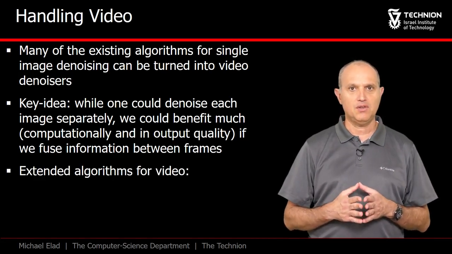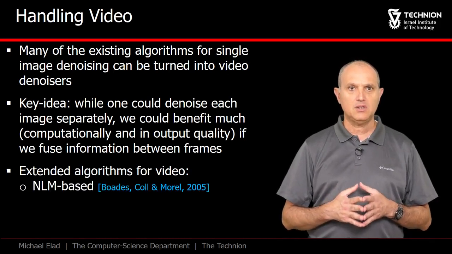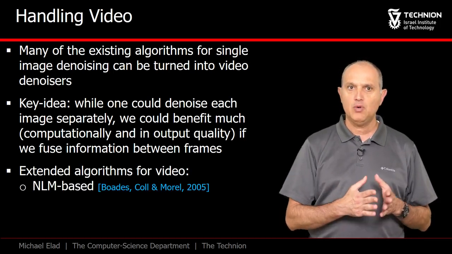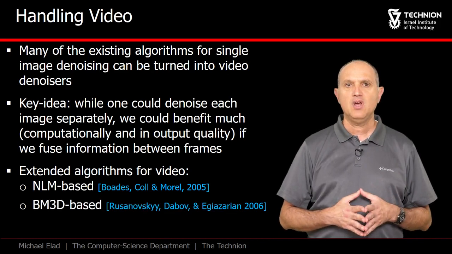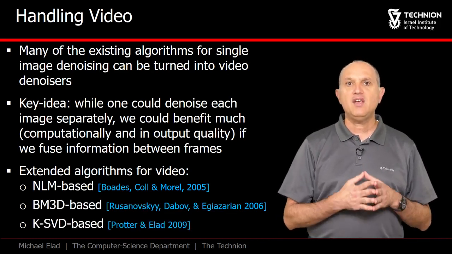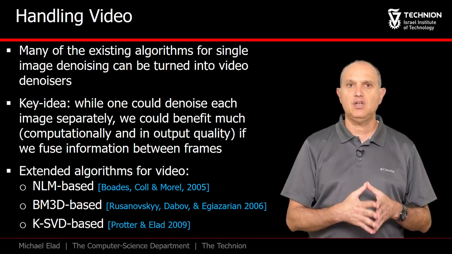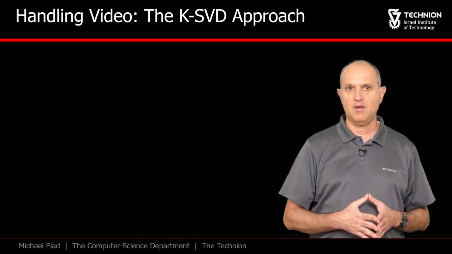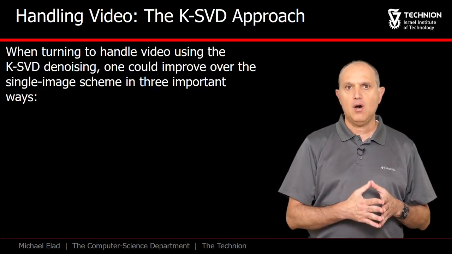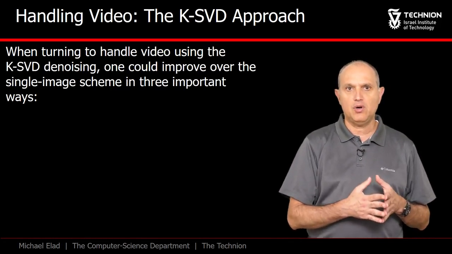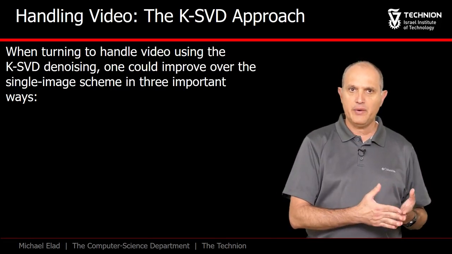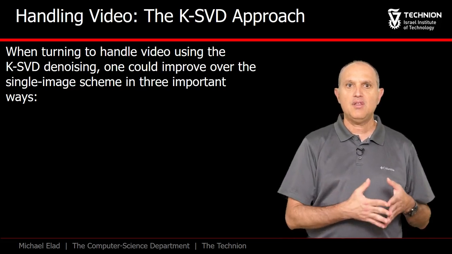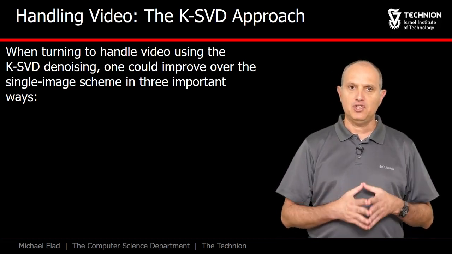And indeed, along these lines, we have seen a series of attempts to remove noise from video, starting with the non-local means, which we will discuss in the next chapter, moving to the BM3D, and even generalizing the K-SVD denoising method. Let's talk about the last of this, the K-SVD method. Recall how we denoised a single image by working on patches, training a dictionary, and sparse coding the patches, and then merging them back by averaging.